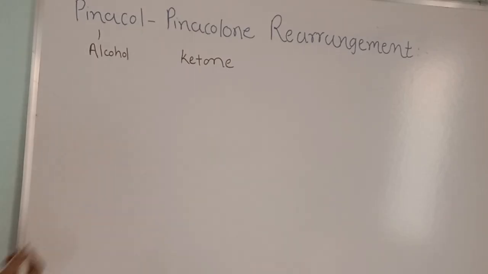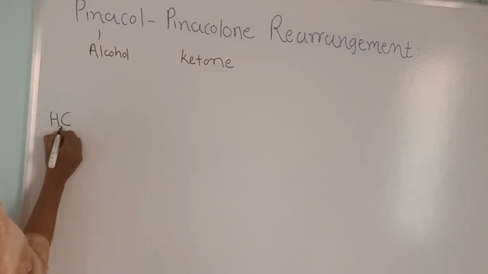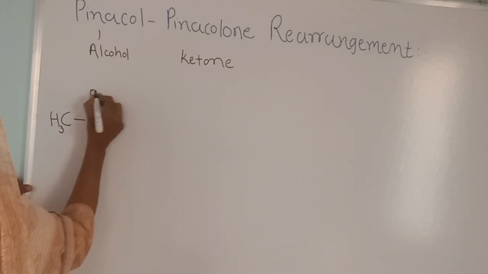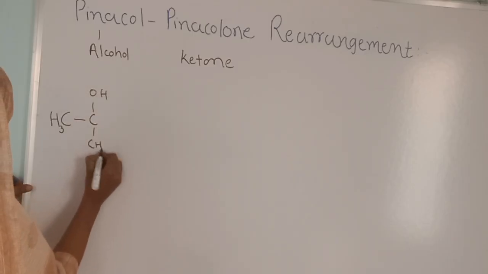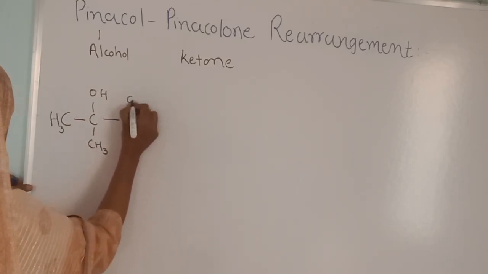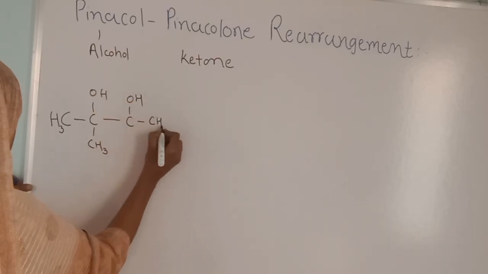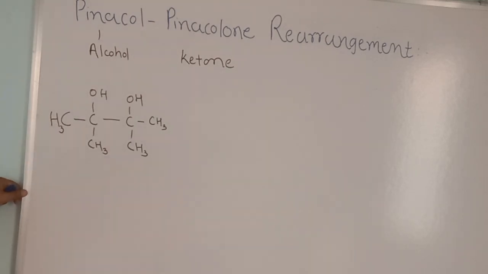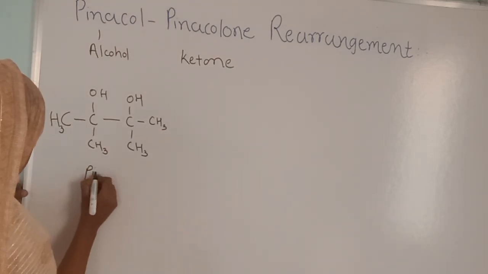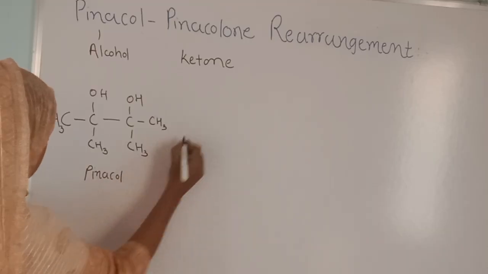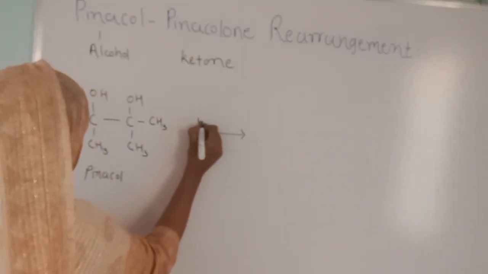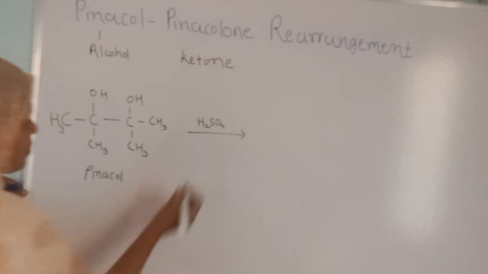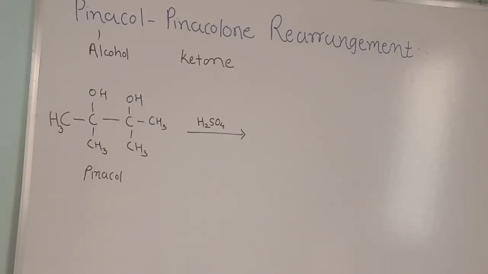Let's see the example. We have a diol. These are our pinacol, or vicinal diol. It is treated with H2SO4. Then what will be the product? Aldehyde or ketone, or simply pinacolone.